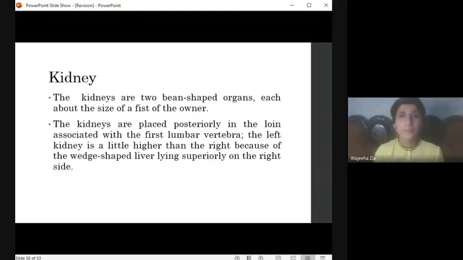Both kidneys are bean shaped and about the size of the fist of the owner. They lie at the level of the first lumbar vertebra. But there is a difference between the right kidney and the left kidney in position, as we know that the liver is on the right side. So because the liver is on the right side, the right kidney is slightly lower than the left one.